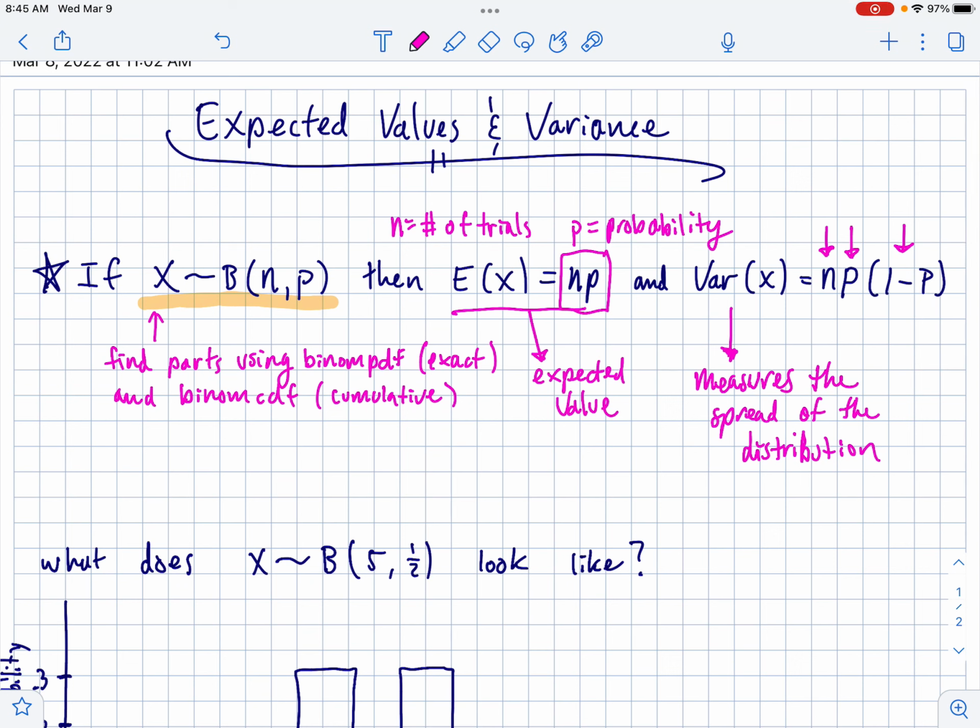So low variances would have sort of a tighter distribution. A low variance would mean the distribution is very clustered. So this is low variance. And a higher variance would mean that it is much more spread out.